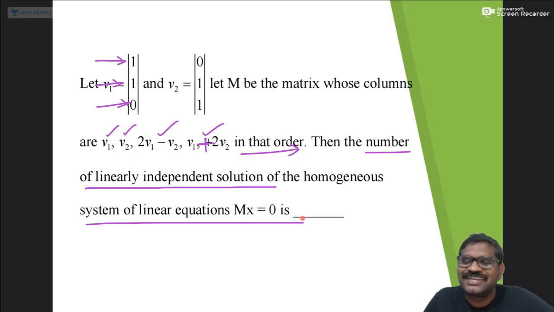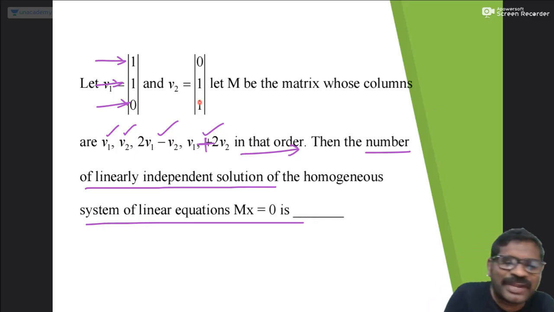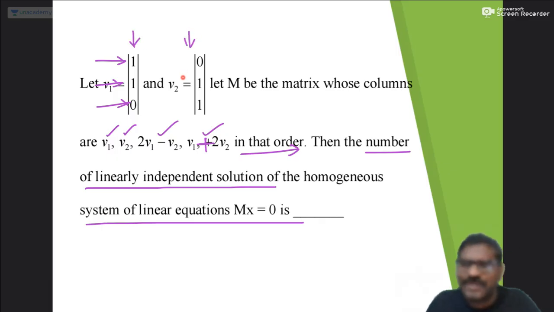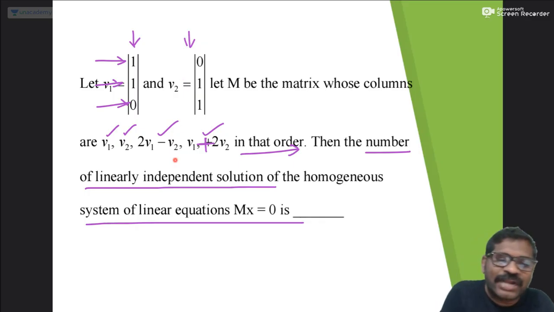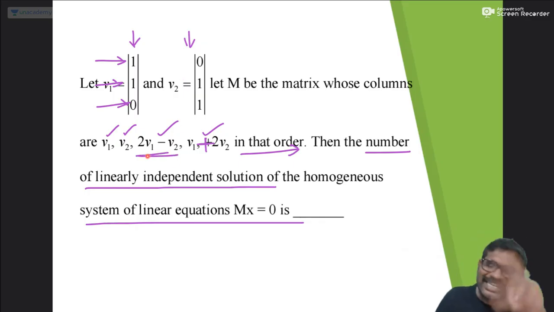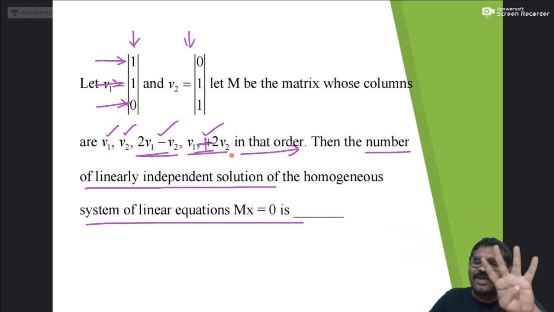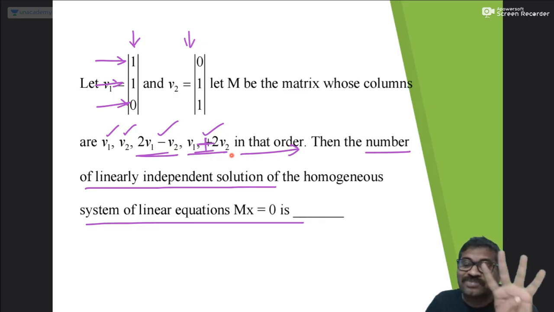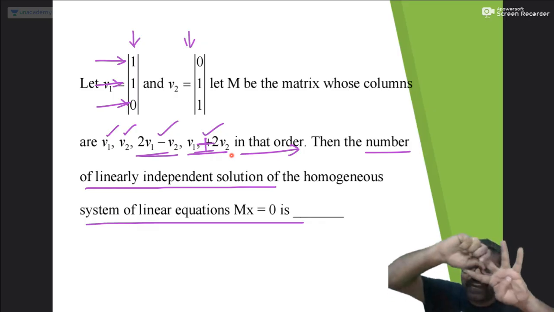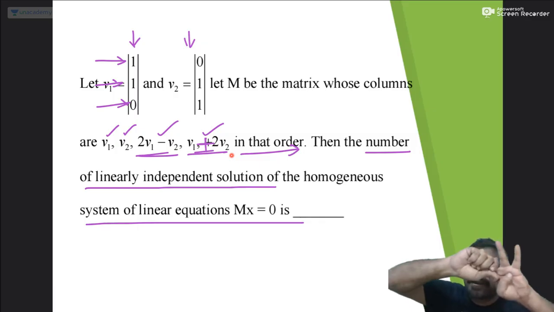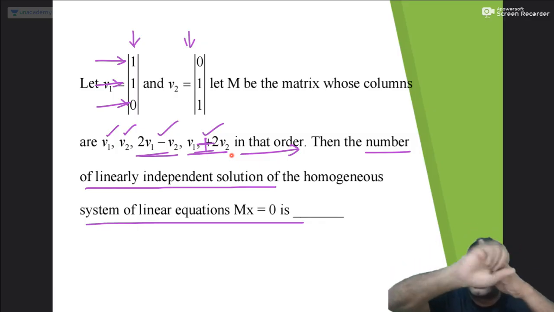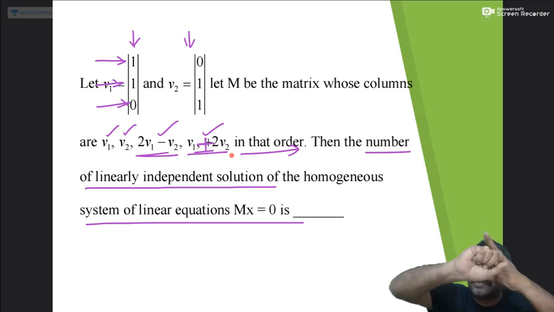Rank 1, how? V1 and V2, are they dependent or independent? V1 and V2 are independent. When V1 and V2 are independent, 100% 2 independent columns are available. But 2V1 minus V2 is dependent, V1 plus 2V2 is dependent. Out of 4 columns, 2 are independent and 2 are dependent.